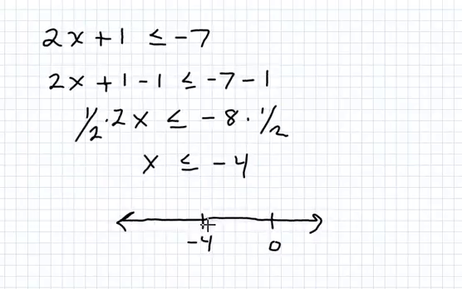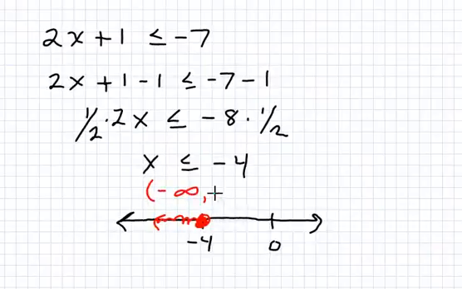So we include the -4, so I'm going to put a filled in circle here and everything to the left of -4. And of course we can write this in interval notation. And this is a bracket here because we include -4.